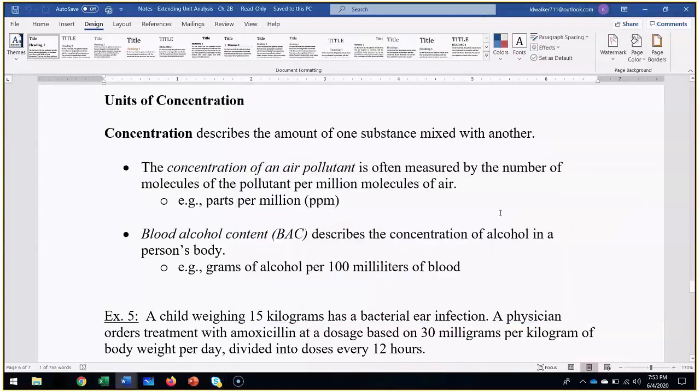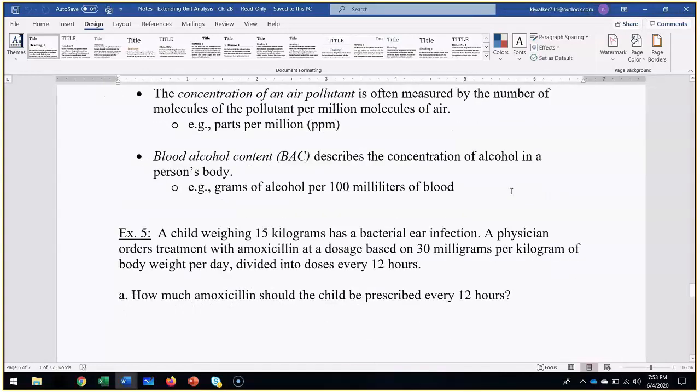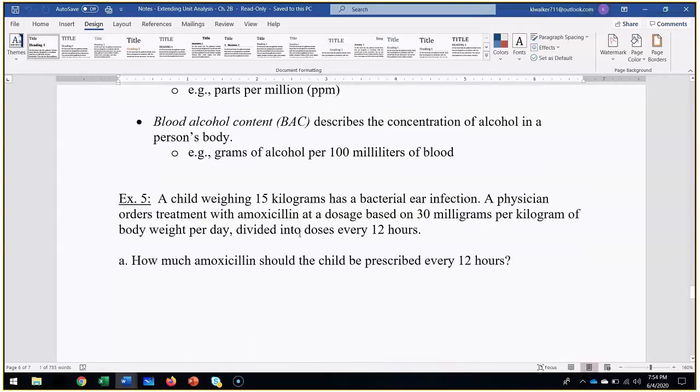What we're going to talk about now is units of concentration, and basically what this means is how do you use all of this to work out dosage problems and things like that. So to put it into context that's more familiar, maybe this will help click also. Here's an example. A child weighing 15 kilograms has a bacterial ear infection. A physician orders treatment with amoxicillin at a dosage based on 30 milligrams per kilogram of body weight per day, divided into doses every 12 hours.